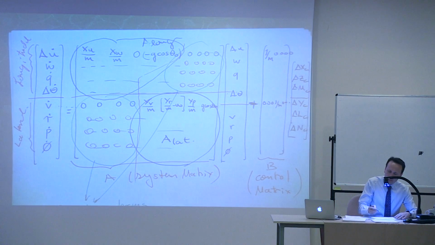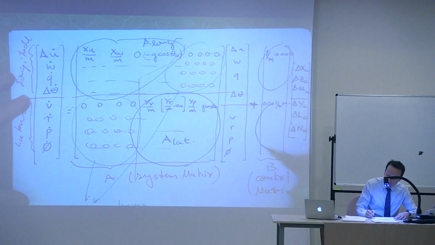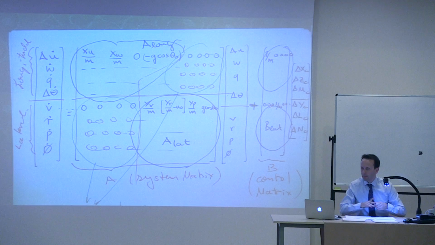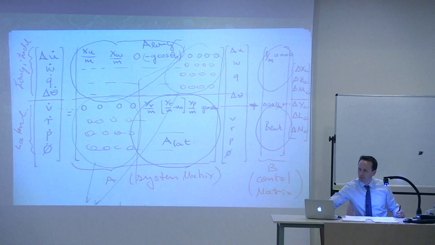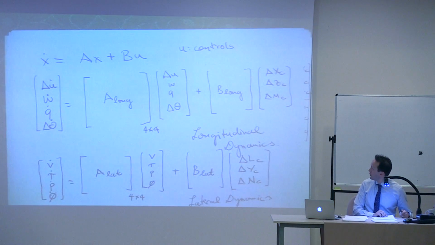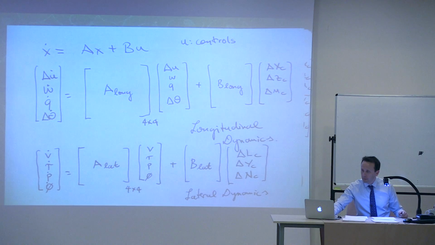At the same time, B long would be somewhere here. This would be B long, and the last 4 here, that would be B lat, basically the lateral dynamics. So if you take this A long, the lateral dynamics and the longitudinal dynamics, they start looking like this. Does that make sense? Do you have any questions here?